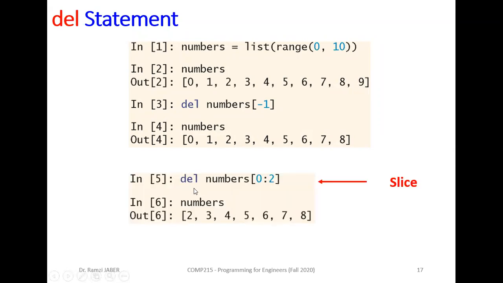Also, we can use del and a slice, numbers 0 colon 2, from 0, minimum, maximum, from 0 to 2 minus 1. So we will delete the location index 0 and the location index 1. So del numbers 0 to 2 will delete 2 elements, 0 and 1. Remaining are 2, 2, 8.